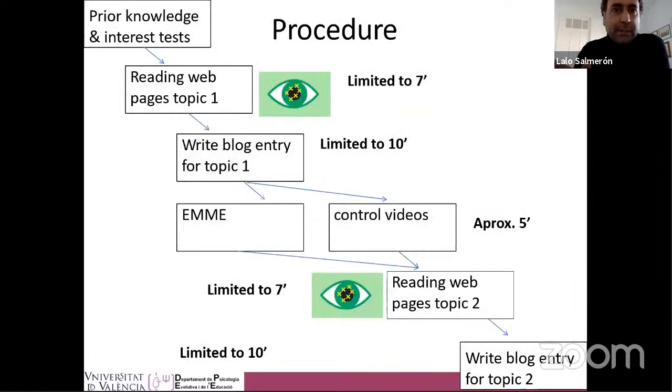So this is the procedure. It's a little bit difficult to convey in one screen because this was 90 minutes, but first we control for prior knowledge and interest tests, then students have a limited time to read web pages on, we use two topics, genetically modified food and climate change. So we told them, okay, now you have to read about this controversy, you have heard about transgenic food, about the pros and cons, and later on you will have to write a summary. Yeah. So during the reading phase, their eye movements were recorded, and then during the writing phase, again, it was limited, but there was no eye tracking in this case. In the middle, between these two pre-post scenarios, they either watch the MME video or the control videos.